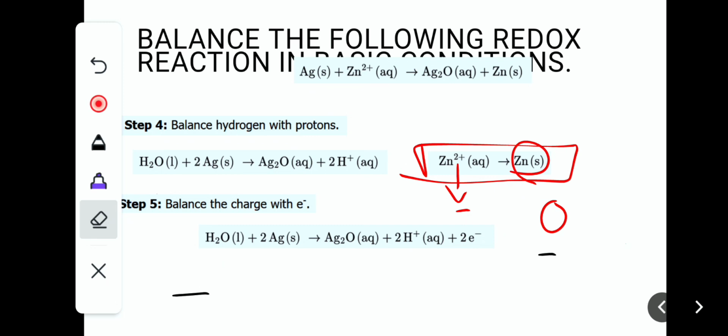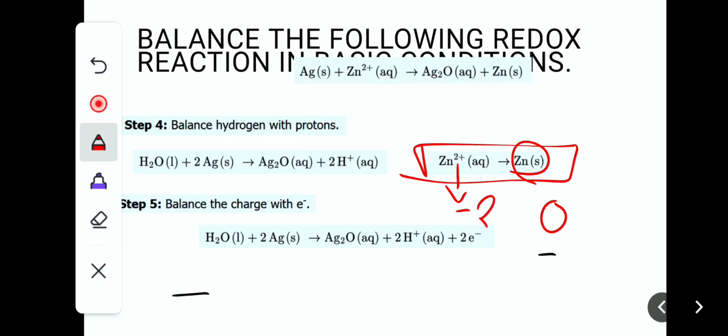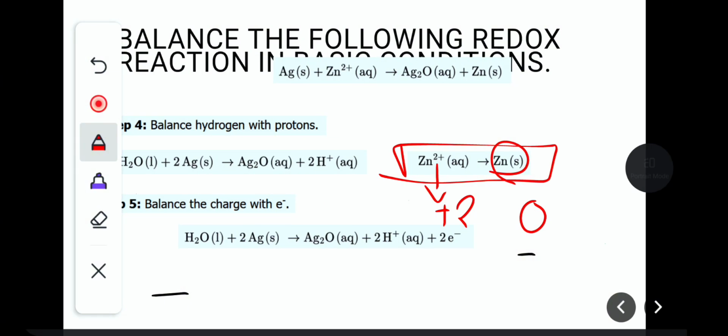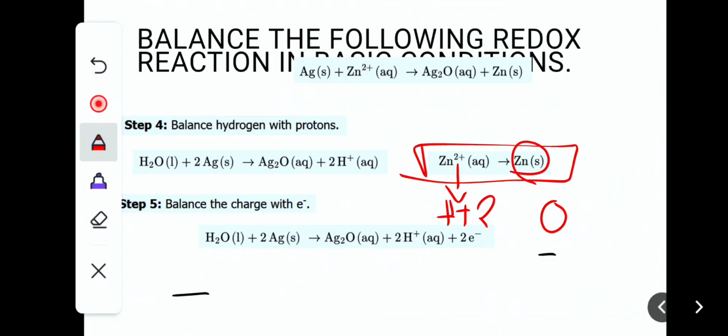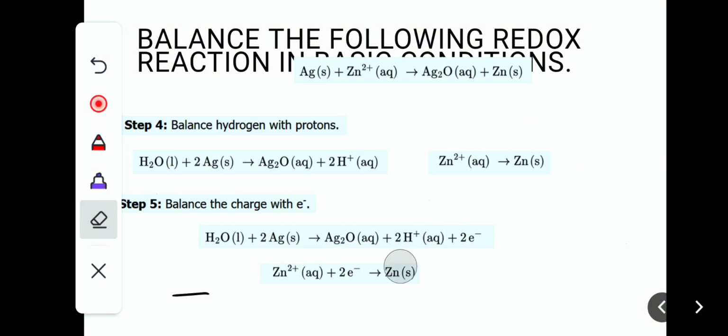Okay, let's change it up. Let's try and add electrons on the reactant side. So here there is a 2 plus, so let's add a 2 minus from the electrons. Let's add 2 electrons that are going to give us a 2 minus. So we're going to find that here we're going to have an overall charge of 0, and here we're going to have an overall charge of 0. So this means that these two are equal. Hence, we're going to have it like this: 2 electrons on the reactant side. That way, we have balanced our charge.